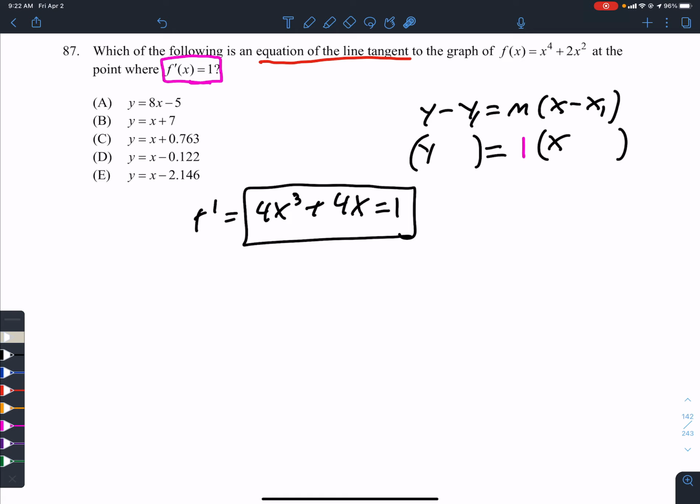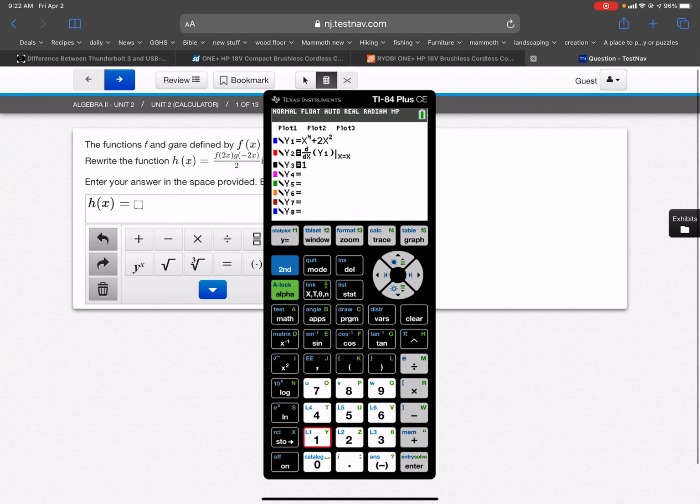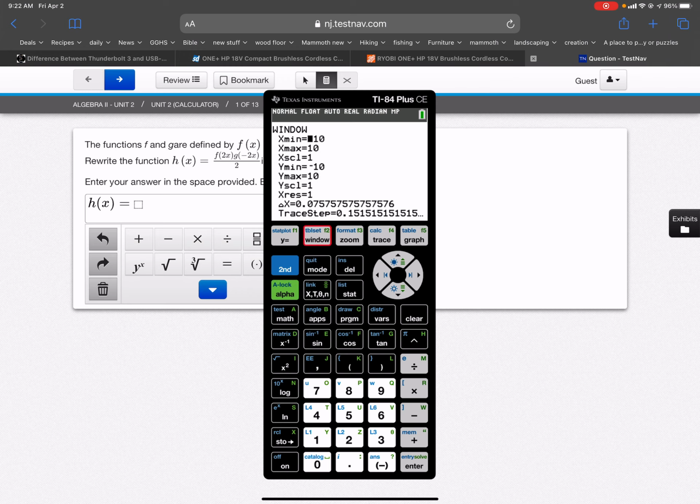Now, let's go back and see what our possible choices are. Looking at this, the biggest positive value is 2, the smallest negative 1-ish. I'm just going to go negative 5 to 5, just to be safe. You know, if you can't see where it equals, then no big deal. If you don't see it cross, you just go wider.